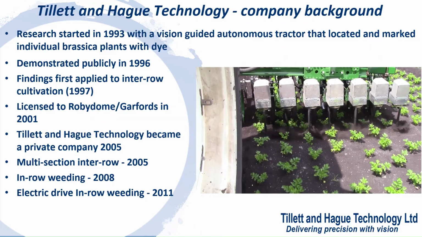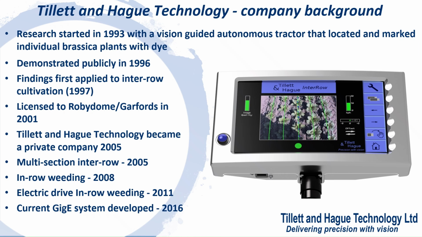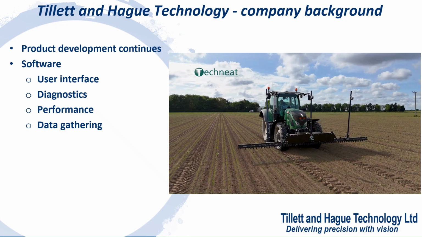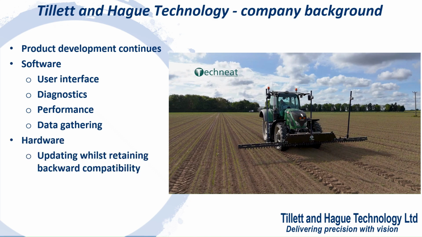In 2016, the company developed the current gigabit Ethernet based system as a comprehensive package for implement manufacturers to incorporate into their own products. Several thousands of these systems are now in use on farms around the world. We continue to develop our product, making software improvements in all areas, whilst doing our best to retain backward compatibility with older hardware. So all of our customers, old and new, can benefit from our latest developments.